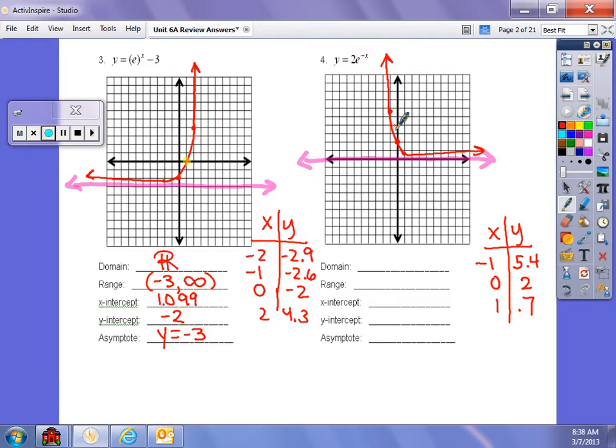Just because this is a decay doesn't mean that your range changes. Your range is still going to go from asymptote up to infinity. Domain is still all real numbers. It never hits the x-axis, because that's where the asymptote is, so we say none. It hits the y-axis at 2, and the asymptote is y equals 0. So that concludes the graphing section. Make sure to rewind this video just in case you have any questions on graphing.